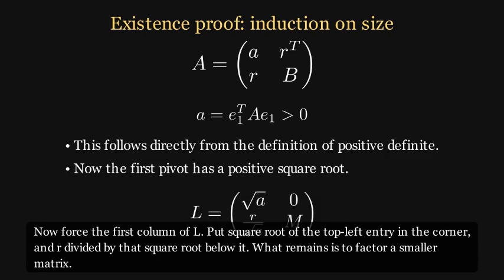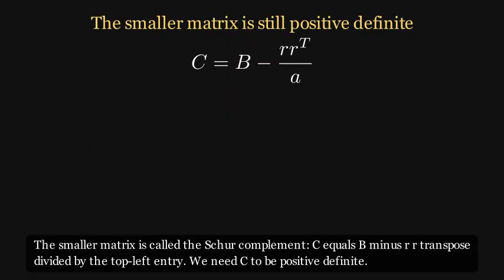Now force the first column of L. Put the square root of the top left entry in the corner, and R divided by that square root below it. What remains is to factor a smaller matrix. The smaller matrix is called the Schur complement. C equals B minus RR transpose divided by the top left entry. We need C to be positive definite.